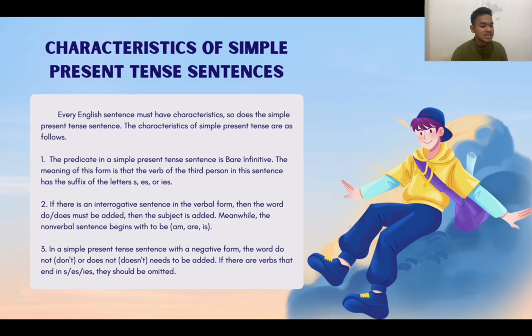Second, if there is an interrogative sentence in the verbal form, then the word do or does must be added, then the subject is added. Meanwhile, the nonverbal sentence begins with to be: am, are, is. Third, in a simple present tense sentence with a negative form, the word do not or don't, or does not or doesn't needs to be added. If there are verbs that end in s, es, or ies, they should be omitted.